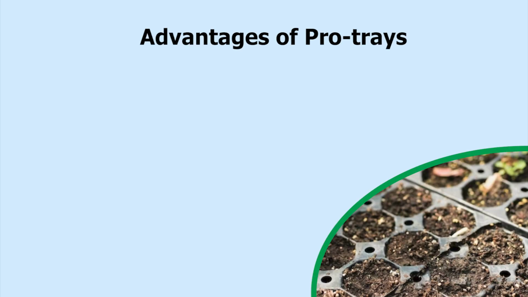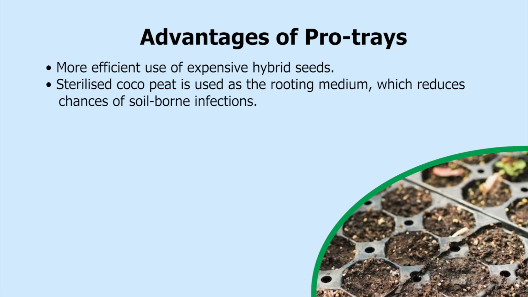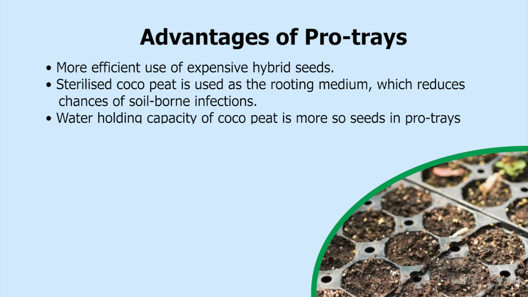And our last topic is planting in protrays, where we will discuss its advantages and disadvantages. Its advantages are the following: more efficient use of expensive hybrid seeds. Sterilized coco peat is used as the rooting media, which reduces chances of soil-borne infection. Water holding capacity of coco peat is more. Seed in protrays requires less watering.